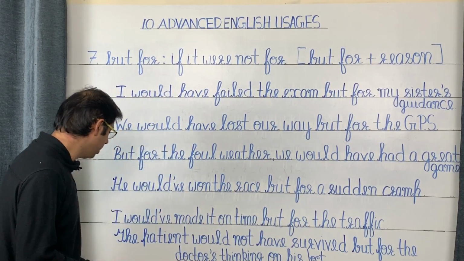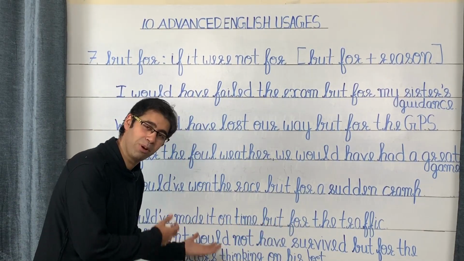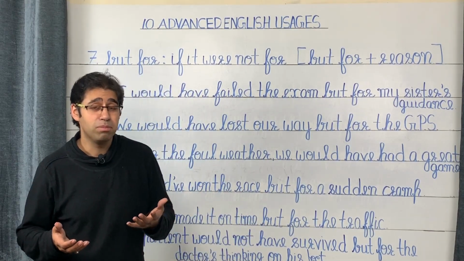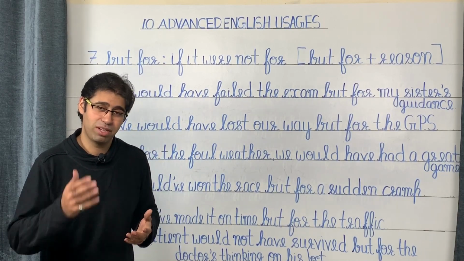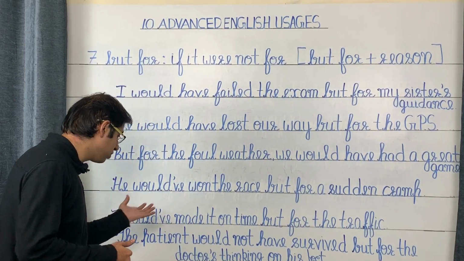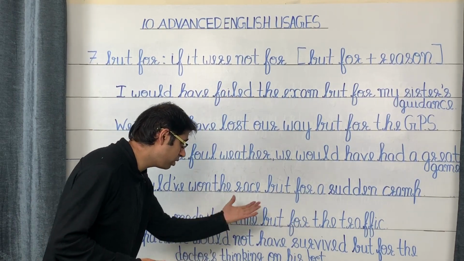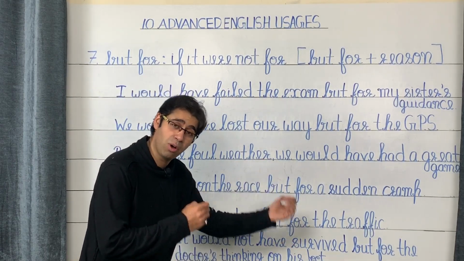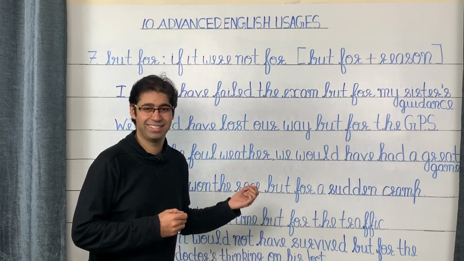And finally, the patient would not have survived but for the doctor's thinking on his feet. So to think on your feet means to think on the spot instantly and come up with solutions. So once again, that sentence, the patient would not have survived but for the doctor's thinking on his feet, or the patient would not have survived if it were not for the doctor's thinking on his feet.